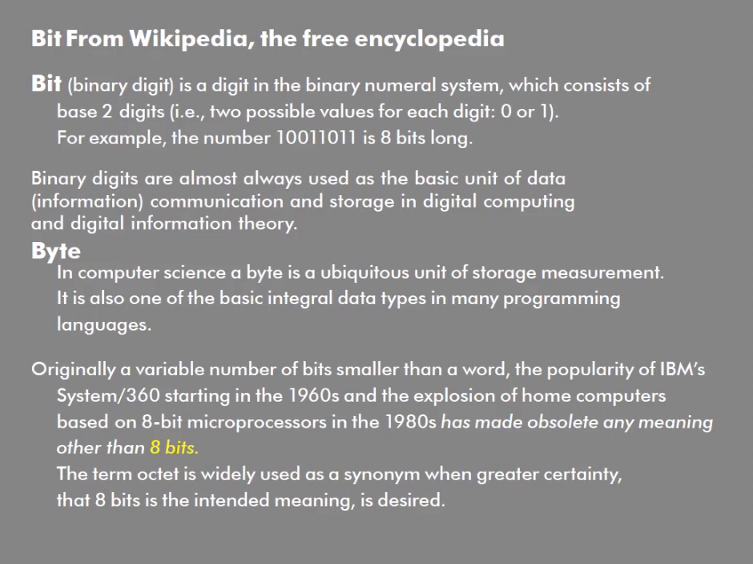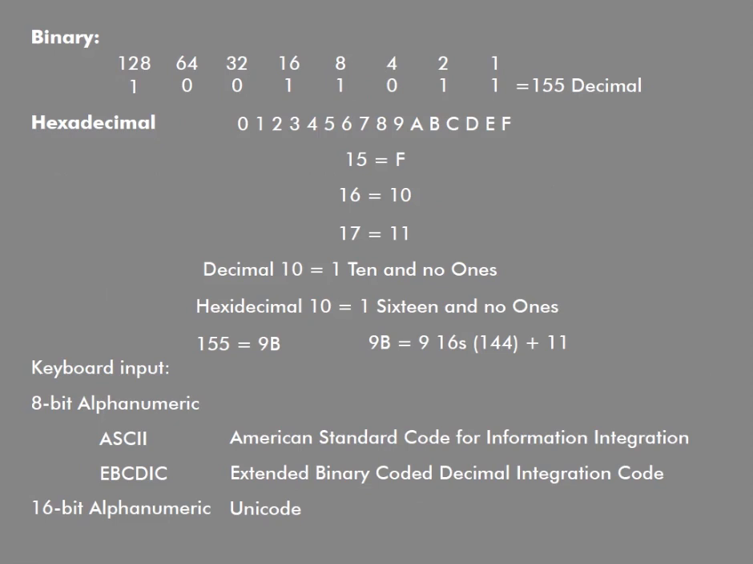You see, I highlighted that because if I ask you what a byte is, it's 8 bits. The term octet is widely used as a synonym when greater certainty that 8 bits is the intended meaning is desired. Well, these days I'm pretty sure most people say byte, they mean 8 bits. I don't think you need to say octet to get that extra certainty. In a binary memory system, a byte is 8 bits. 8 bits means that it's 8 columns of numbers.